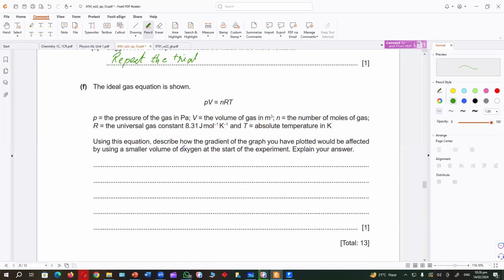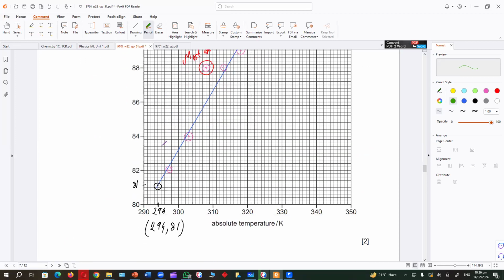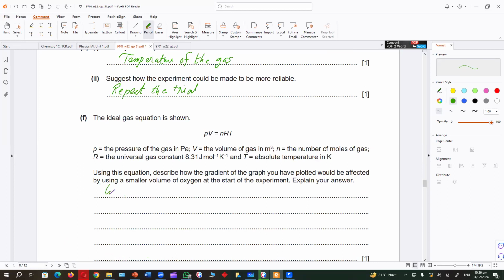The ideal gas equation is shown. P is the pressure of the gas in Pascal, V is the volume. Using this equation, describe how the gradient of the graph you have plotted would be affected by using a smaller volume of oxygen at the start of the experiment. Explain your answer. What was our graph? Our graph was volume against Kelvin temperature.